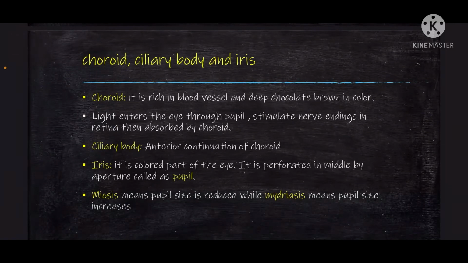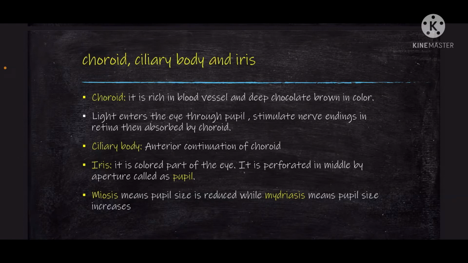Choroid, ciliary body and iris. Choroid is a part of the eye which is rich in blood vessels, and the color of the choroid is deep chocolate brown. Light enters the eye through the pupil, stimulates the nerve endings in the retina, and then gets absorbed by the choroid. Ciliary body is the anterior continuation of the choroid. Iris is the colored part of the eye, perforated in the middle by an aperture called the pupil.